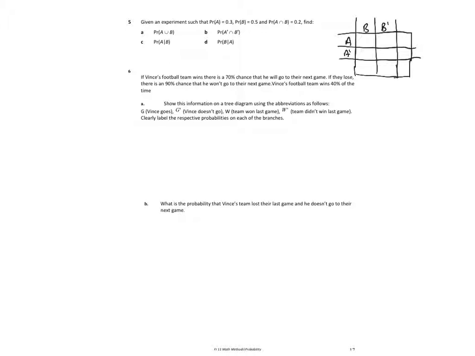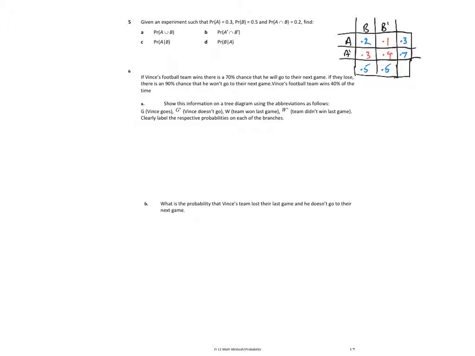I've got the probability of A is 0.3, which means of A dashed is 0.7. Probability of B is 0.5, which means B dashed is also 0.5. And I've got A intersection B is 0.2. So if I fill in all the other gaps, 0.2 plus 0.1 is 0.3, 0.2 plus 0.3 is 0.5. A 0.4 there satisfies everything.